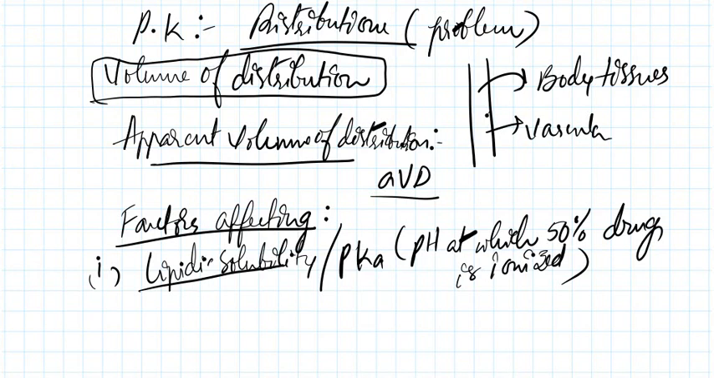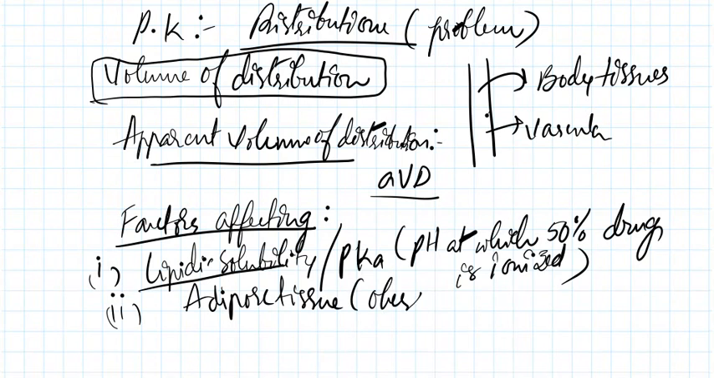Now the second one is that it also depends on adipose tissue. In which people do you observe a high amount of adipose tissue? Obese people. Now what is the other factor? Can anyone tell what is the third factor?